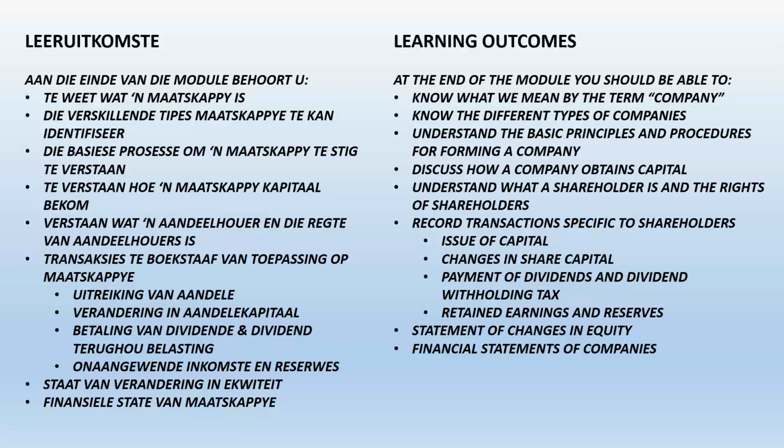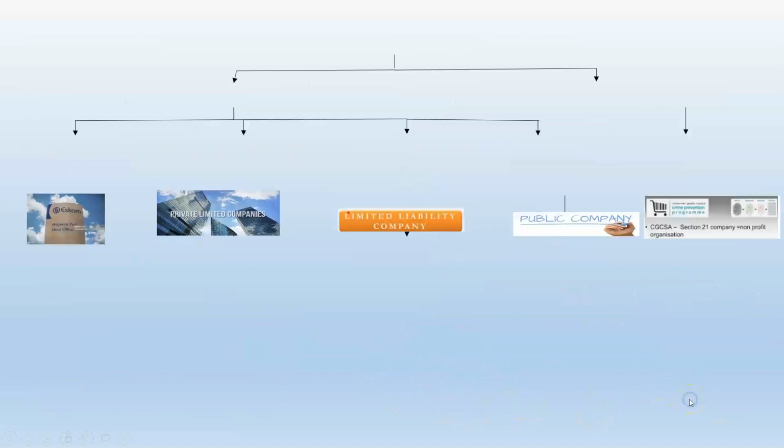And then retained earnings and reserves: what is all included in those items, how are we going to determine that, how are we going to calculate that, and then obviously how are we going to disclose these kinds of transactions, number one, in the statement of changes in equity, and then number two, obviously we're busy with accounting, how is it going to look in the financial statements of a company.